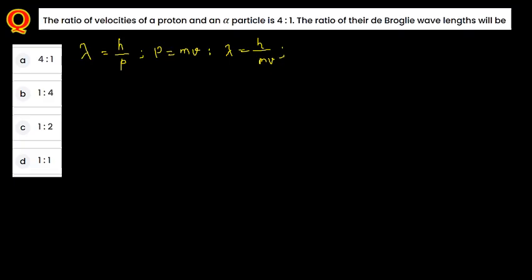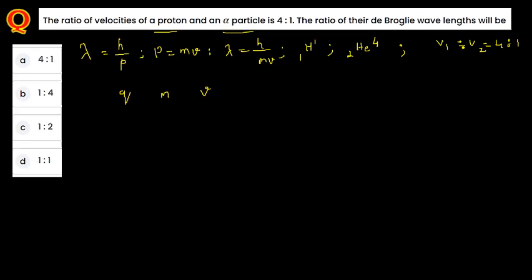Now, see, they have given two particles: one is a proton, one is an alpha particle. The proton symbol is 1H1 and the alpha particle symbol is 2He4. First mention what the charge is, what the mass of the particle is, and what the velocity is. They have given the velocity ratio v1 is to v2, which will be equal to 4 is to 1.